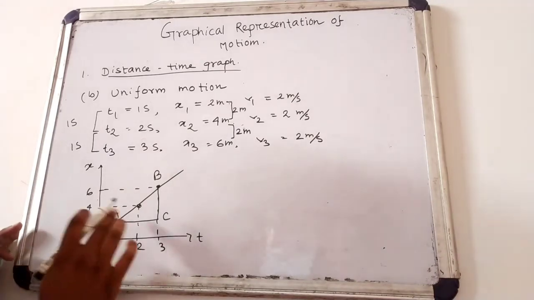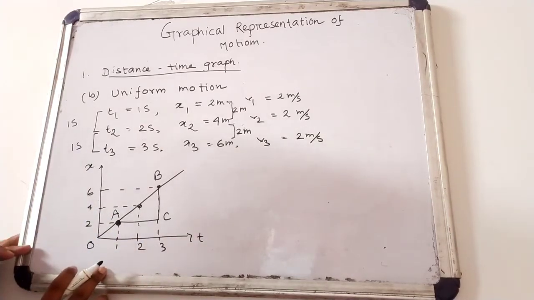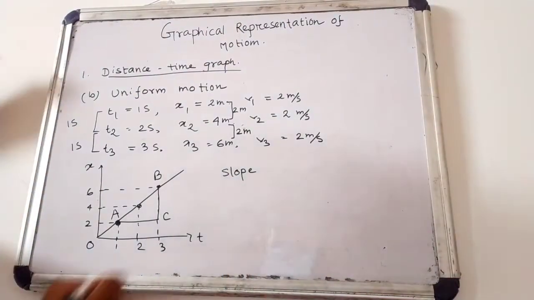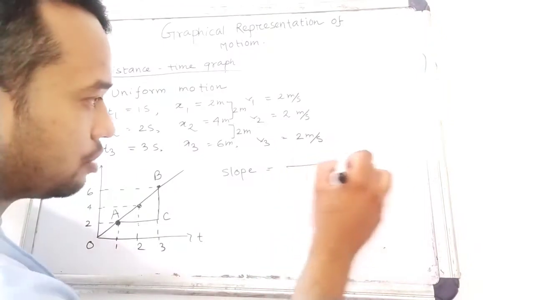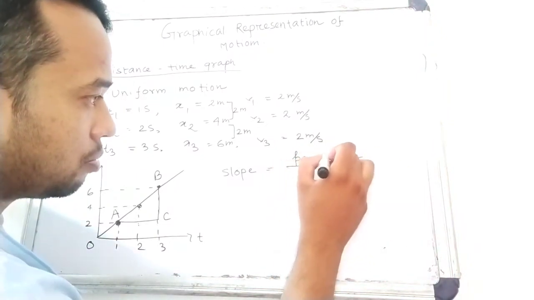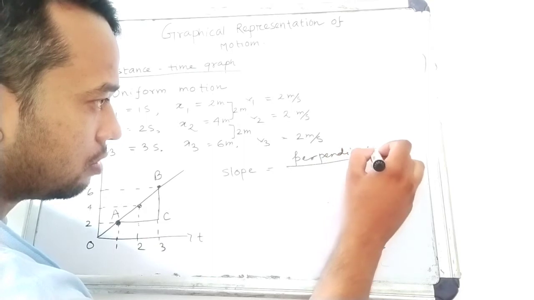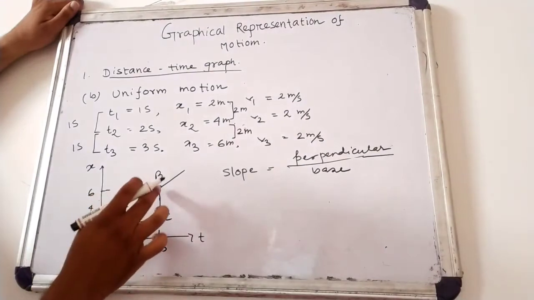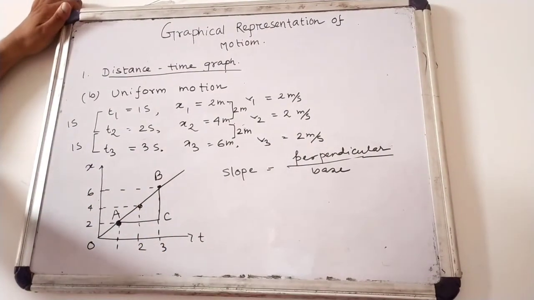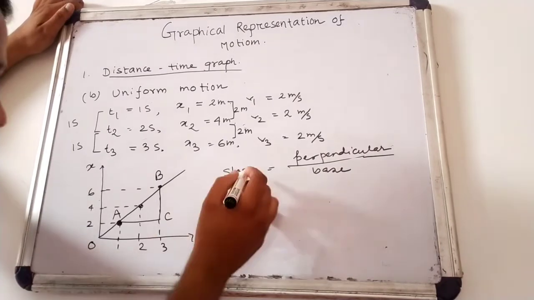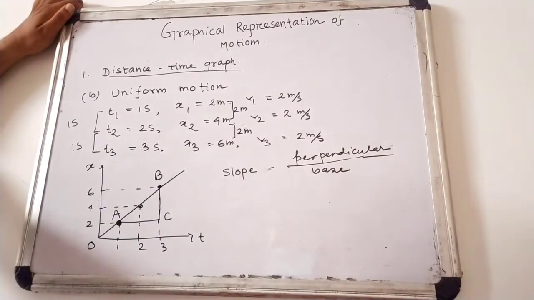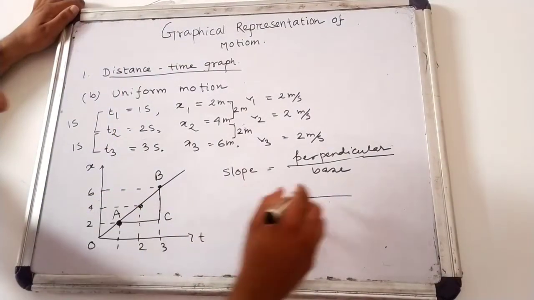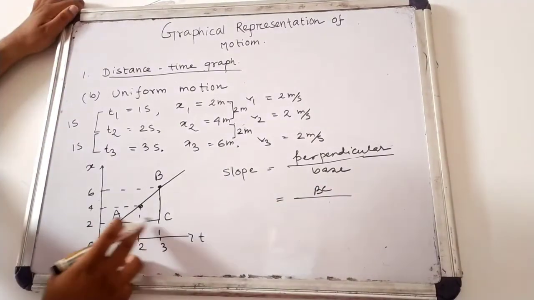Now if we calculate the slope of the graph, slope means the ratio of perpendicular by base of this triangle ABC. So this slope will give us the velocity. Here, the perpendicular is BC and the base is AC.